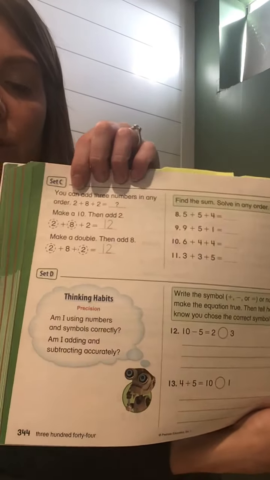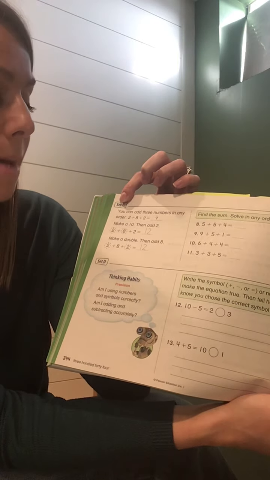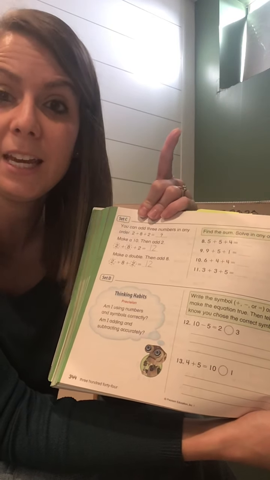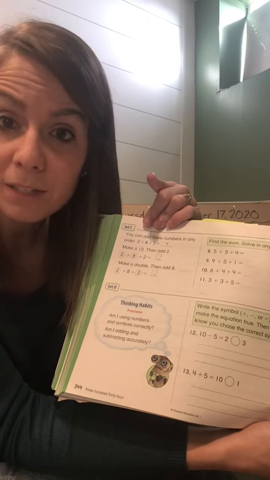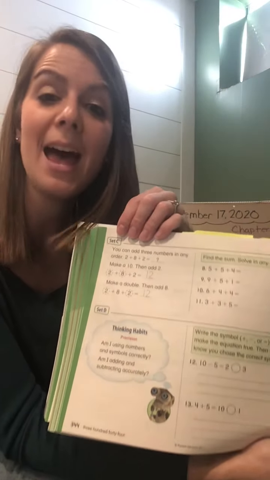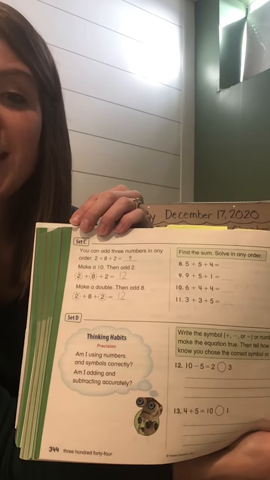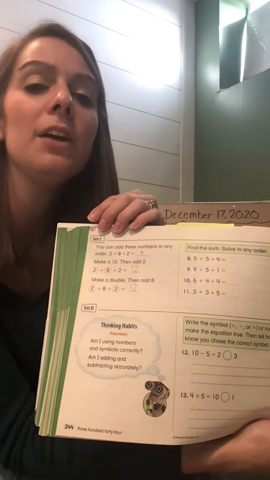Now, if you'll turn to this page, the back part, it has set C. Now, this is where they remind us that you can add 3 numbers in any order. Remember, the add-ins can be flipped. Let's sing it. The add-ins can be flipped. The add-ins can be flipped. Hi-ho, the dairy-o, the add-ins can be flipped. The sum stays the same. The sum stays the same. Hi-ho, the dairy-o, the sum stays the same.